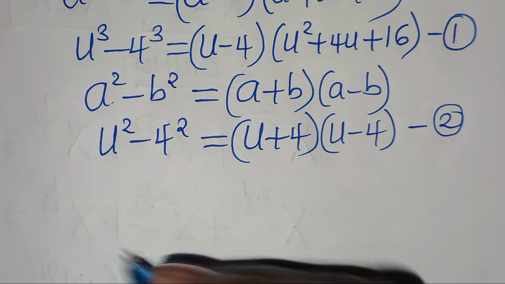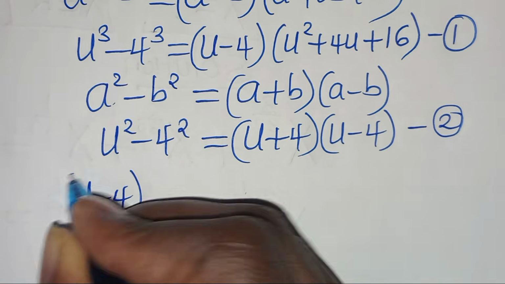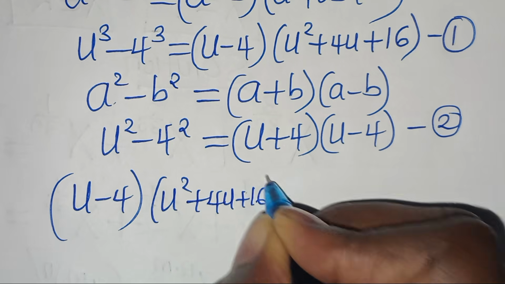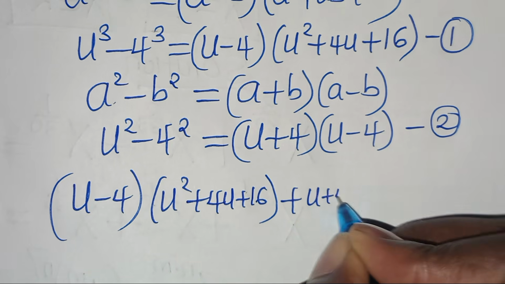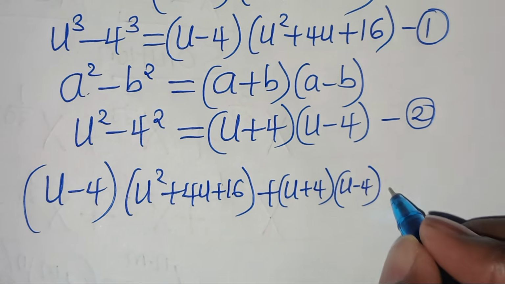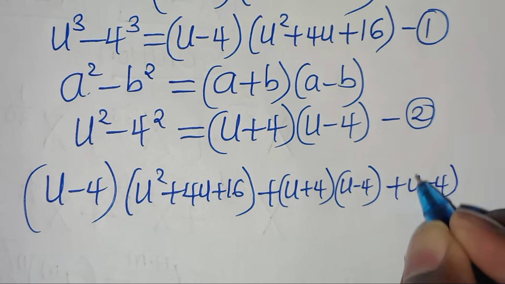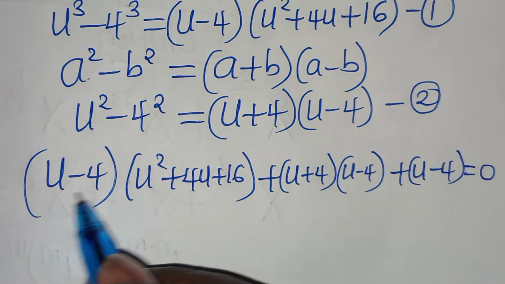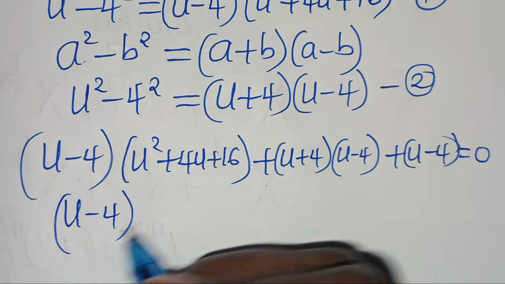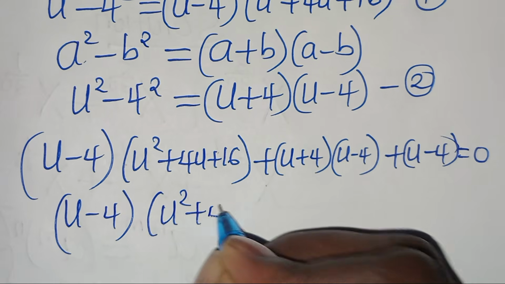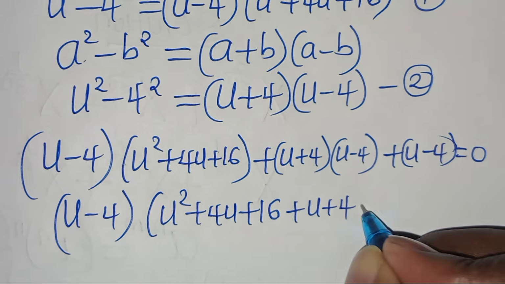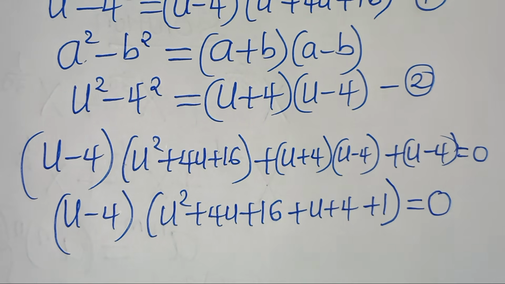Now this implies that we have u minus 4, u squared plus 4u plus 16, then plus u plus 4 multiplied by u minus 4, then plus u minus 4. This is equal to 0. So u minus 4 is common here, so we can factor out u subtract 4. U squared plus 4u plus 16, then plus u plus 4, then plus 1, close the parentheses. This is equal to 0.